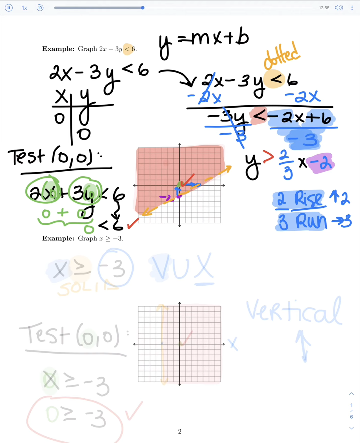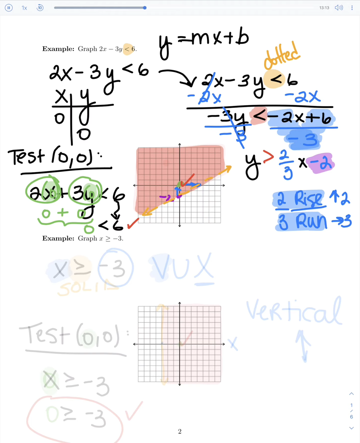Now, just to kind of talk about how you would graph these in my math lab, we've talked about this a little bit in previous sections. You would choose the line tool. You'd plot your 2 points. On your line tool, there's an option for solid or dotted. And on this one, you would have selected dotted.